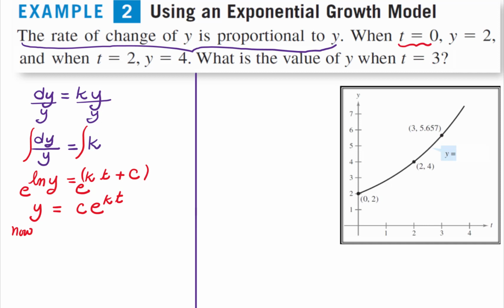Now, t is equal to 0 when y is equal to 2. Let's just substitute. 2 is equal to c e to the kt, and kt will be 0 times k, which is 0. E to the 0 is 1, therefore c, the constant, is 2. Now when t is equal to 2, y is equal to 4. We're going to solve it for k. 4 is equal to 2e to the k times the time, which is 2.